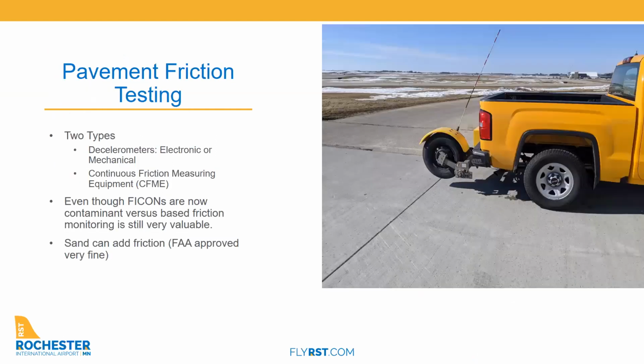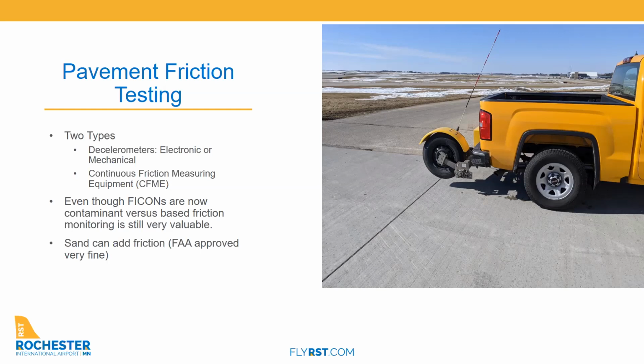So, pavement friction testing. Again, this used to be really, really important when it was friction based, obviously. Now it's contaminant based, but still really important for us. There are 2 types of friction measurement devices, the decelerometers. You can have an electronic or a mechanical decelerometer. The picture is our continuous friction measuring equipment.